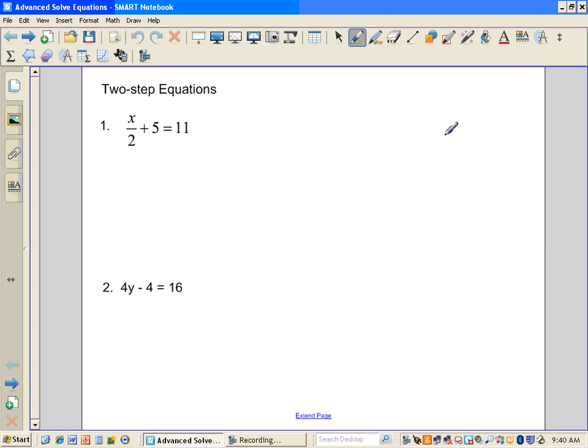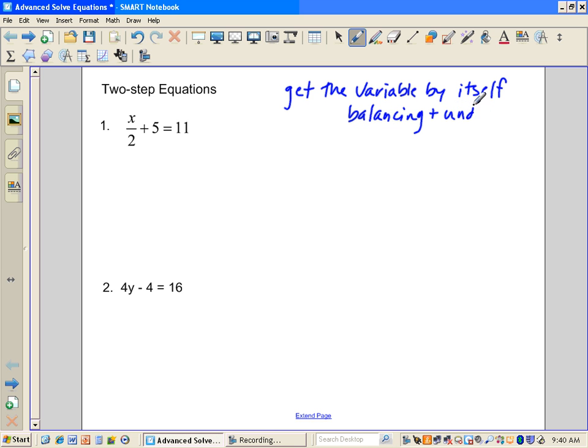When you solve equations, remember the goal is to get the variable by itself. And the way we do that is by balancing the equations. If you do something on one side, you have to do it on the other. And undoing. To undo something that's happening to the x, we do the opposite operation. So balancing and undoing. Well, we always undo things.